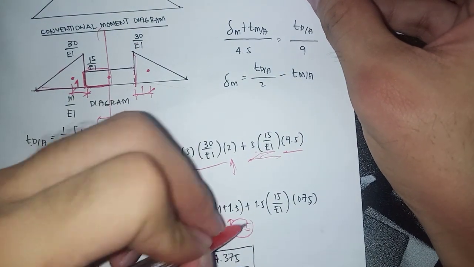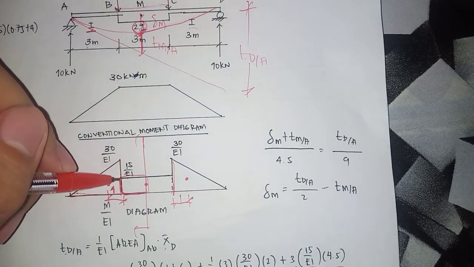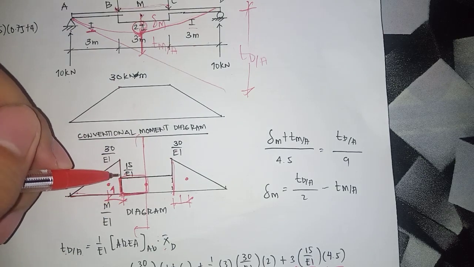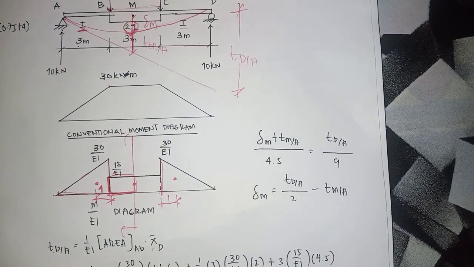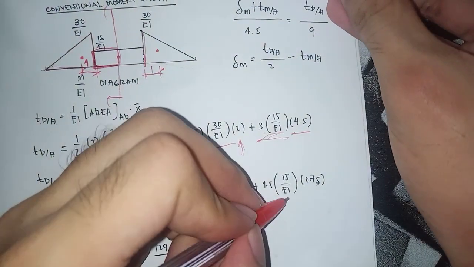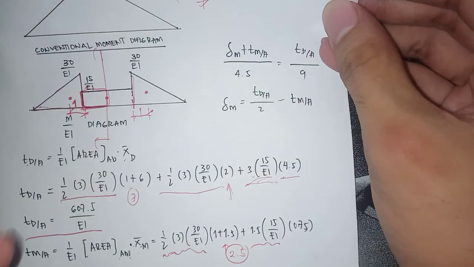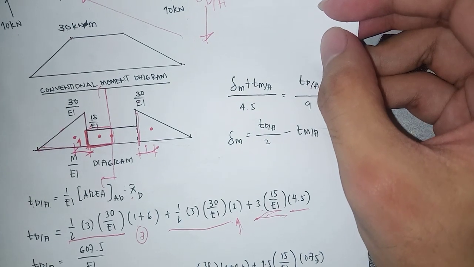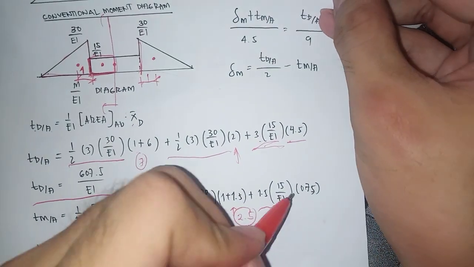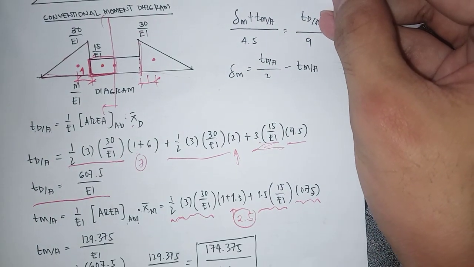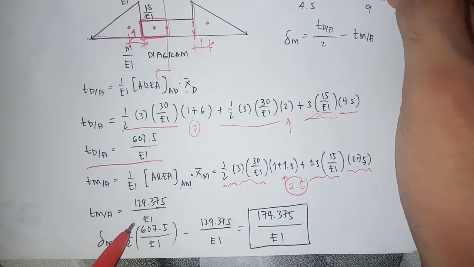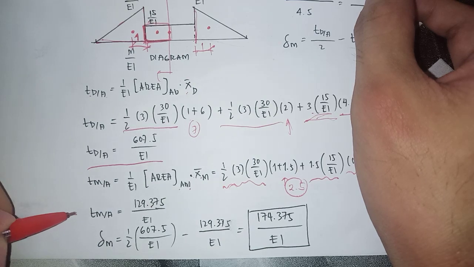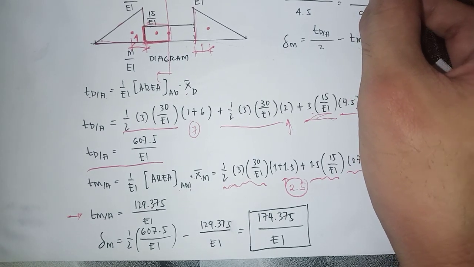Okay? And anong area nito? 15 over EI times 1.5. Okay, so ito yon. Times. Okay. So, anong kalahati ng 1.5? So, 1.5 divided by 2, 0.75. So, ito po yan. So, upon simplification, we will get 129.375 over EI as a value of TMA.